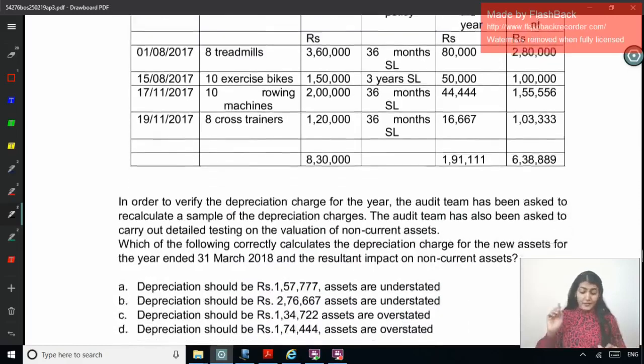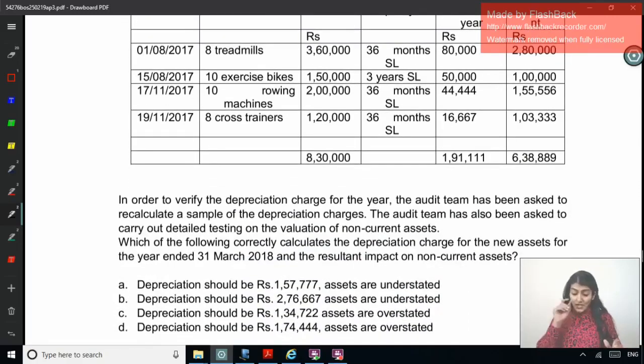In order to verify the depreciation charge for the year, the audit team has been asked to recalculate a sample of the depreciation charges. The audit team has also been asked to carry out detailed testing on the valuation of non-current assets. Which of the following correctly calculates the depreciation charge for the new assets for the year ended 2018 and the resultant impact on the non-current assets?